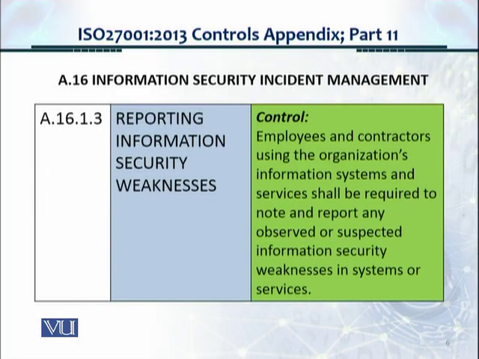Reporting information security weaknesses. Employees and contractors using the information systems and services shall be required to note and report any observed or suspected information security weaknesses in systems or services. So what happens is sometimes it's not an incident. Sometimes it's a weakness that could lead to a future incident. So we need to control and make users aware not only how to report the incidents in the previous control, but also to report the potential security weaknesses or lapses.